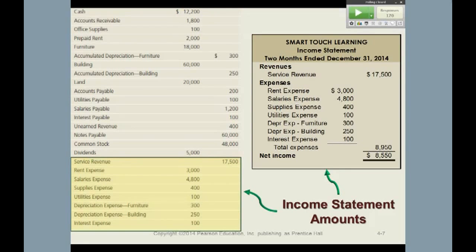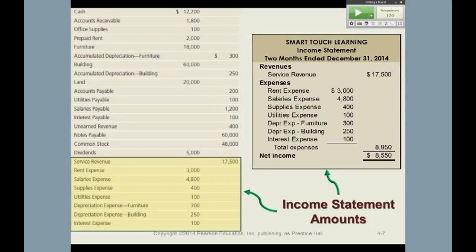Another question that came up was whether or not the depreciation would be separate on each asset account, and that is in fact correct. So the income statement would have separate depreciation accounts for furniture and for building and for whatever other asset you may have.